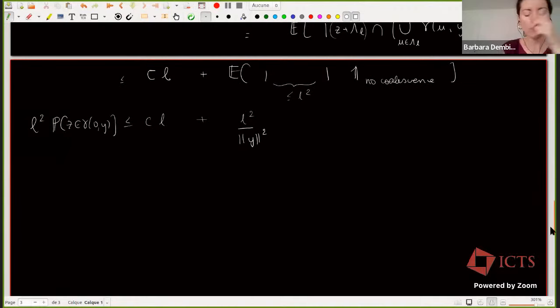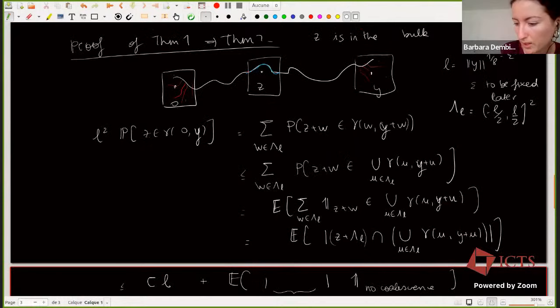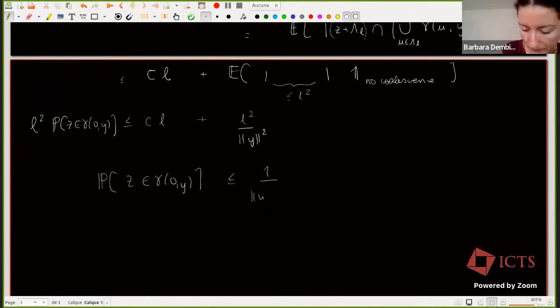And I recall that this was L squared. So now if I divide everything by L squared and replace L squared by its value, it is smaller than 1 over some constant. And here you see that you have a very small optimization, and the right choice to make is to choose epsilon equal to 1 over 16. Of course, here I forgot about all the log terms to keep it simple.